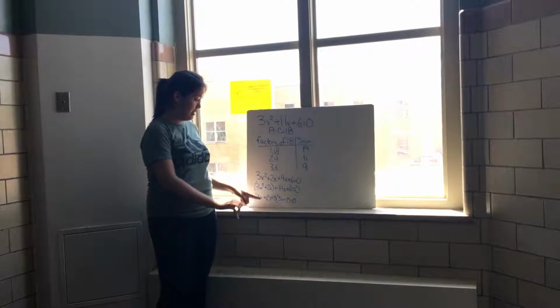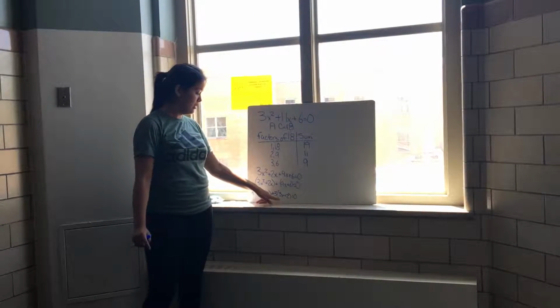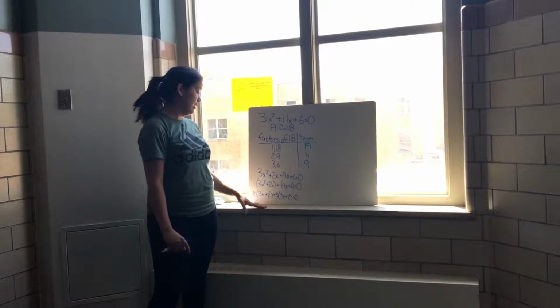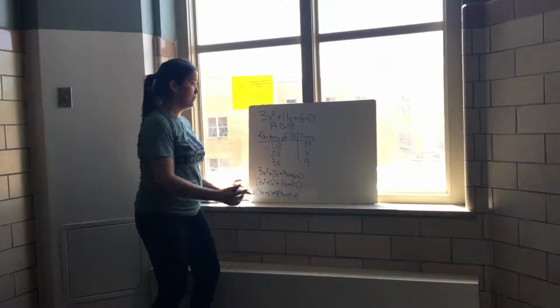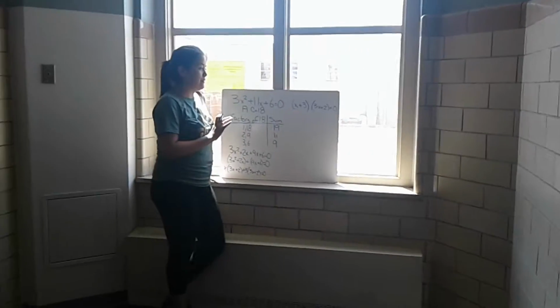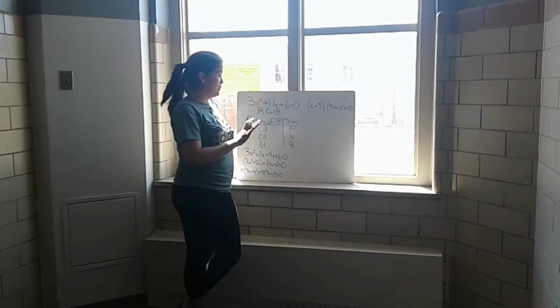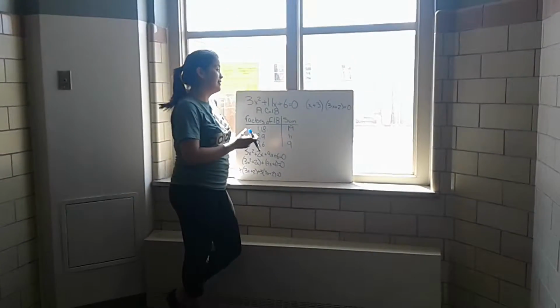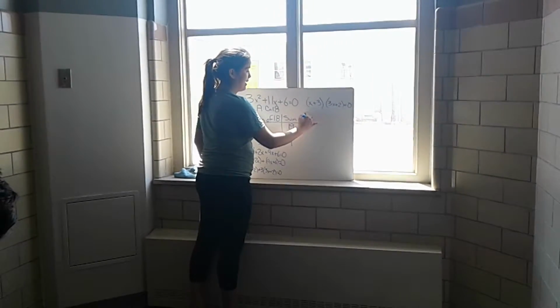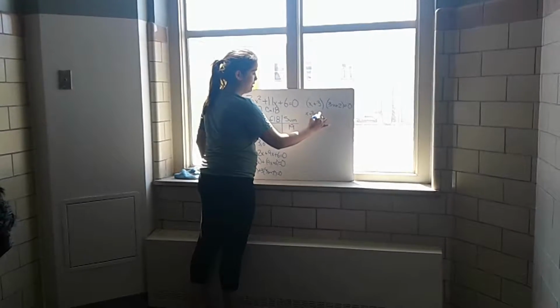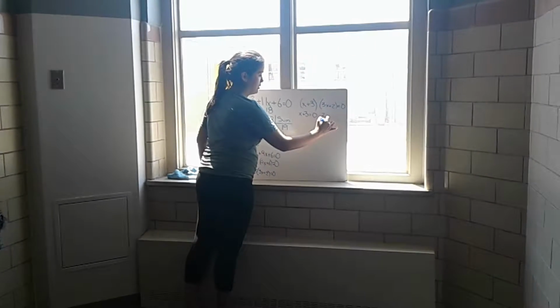From here, we notice that these two groups are the same. So we will only be using one, and then our other group will be x plus 3. From here, we just have to separate the two factor groups into different equations to find what x equals. So the first one will be x plus 3 equals 0, and then 3x plus 2 equals 0.